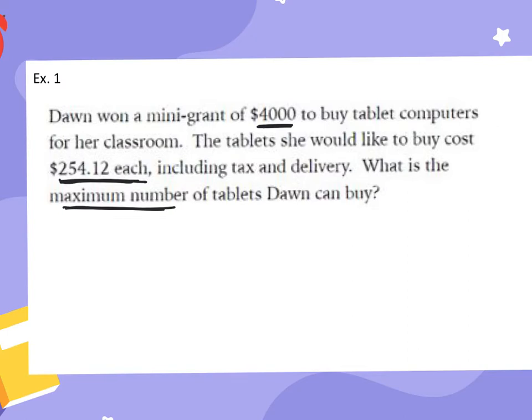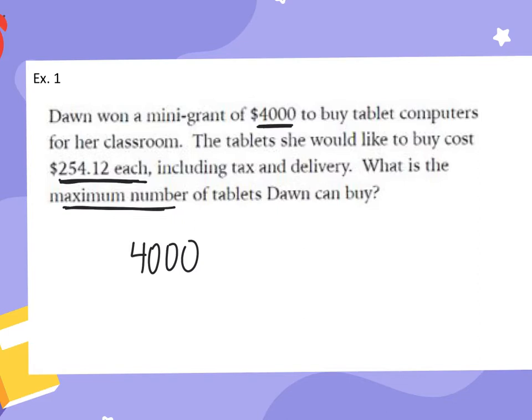Okay, so how we're going to set this one up. We've underlined the important things. We know what we're solving for. We know we're solving for the maximum number of tablets that she can buy. So we're going to start putting this into an inequality. So we have $4,000. And then the tablets that she would like to buy cost $254.12 each. What is the maximum amount she can buy?